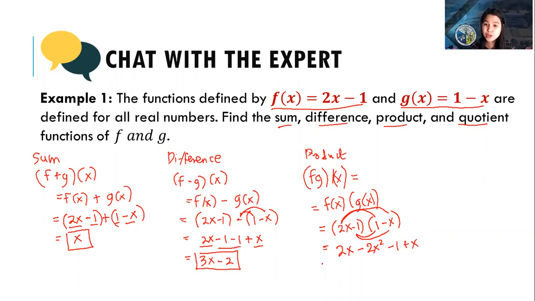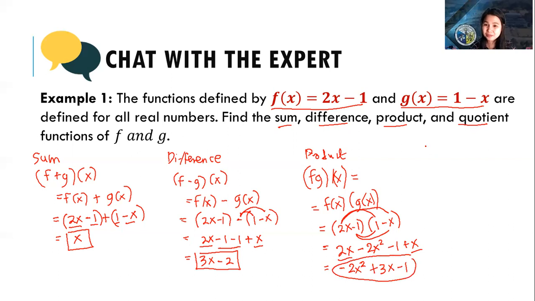Then we will combine like terms and arrange it, okay? So we have negative 2x squared, 2x plus x, that's 3x minus 1. Here's now the answer for the product.